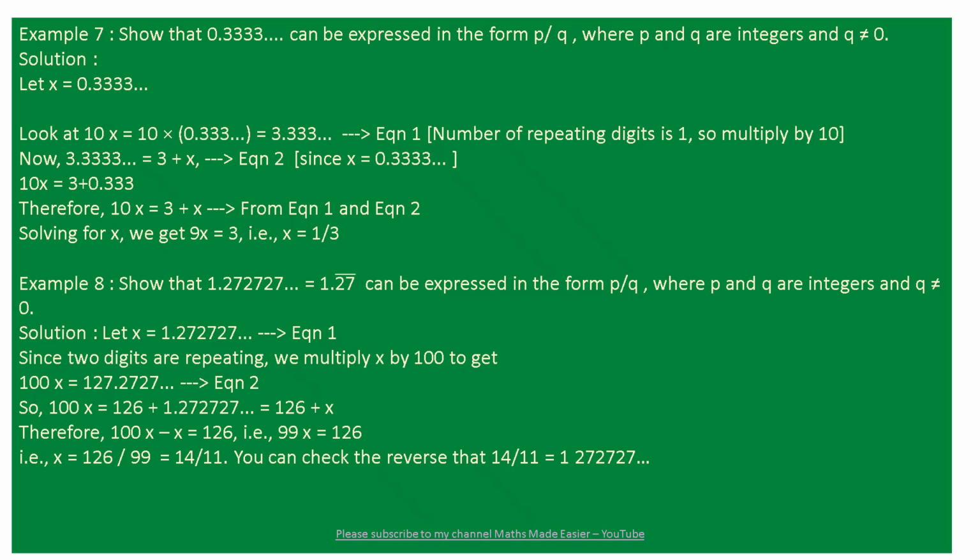So, this 127.2727 is represented as 126 plus 1.272727. I hope you have understood why we are writing in this format. We are trying to incorporate the value of x in this particular equation number 2. So, this gives rise to 126 plus x. We have just rewritten it in terms of x. Simplifying this equation, we get the value as mentioned.